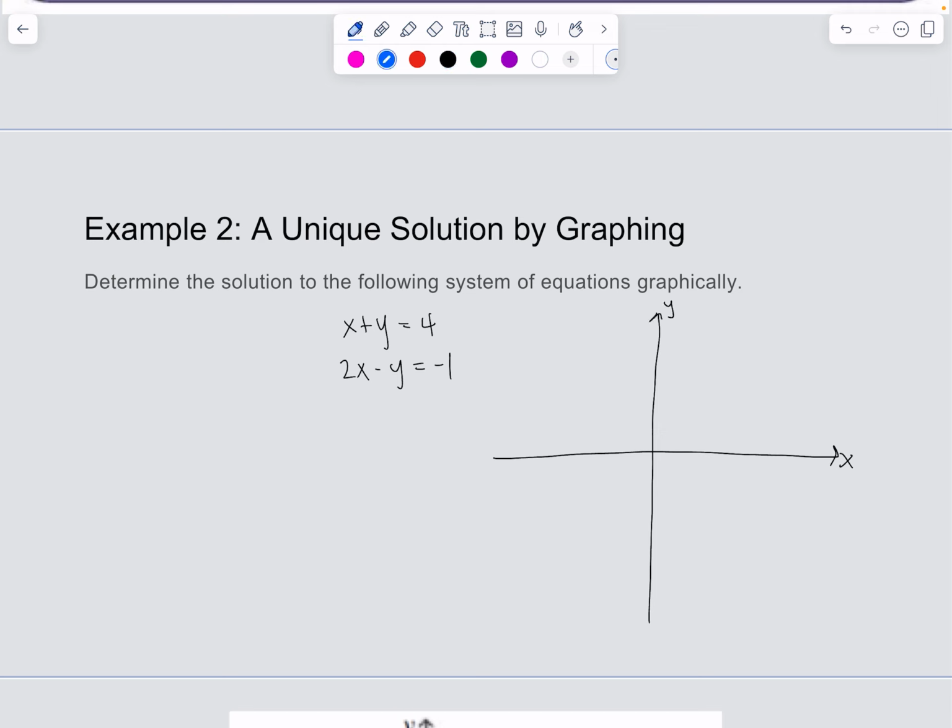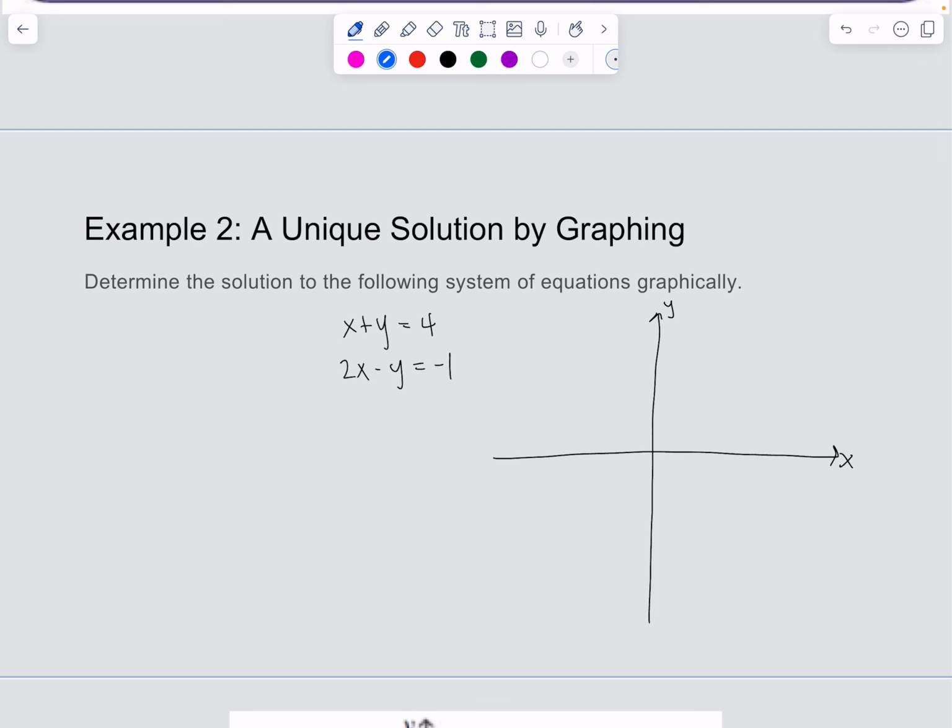I'm going to graph the first one in blue. X plus y equals -4. Now we already went through 3 different ways that you can graph a line in our last class. If you don't remember, please review it. You can either plot 3 points, connect the dots, make a line. You can graph the intercepts, plot those, and then make a line. Or you can find the slope, the y-intercept, and graph it that way.